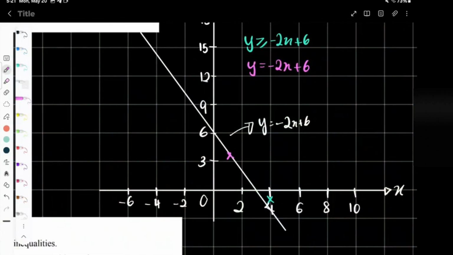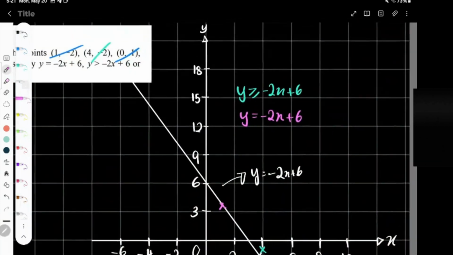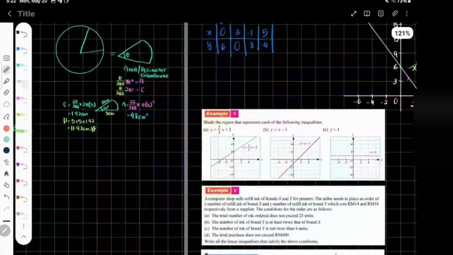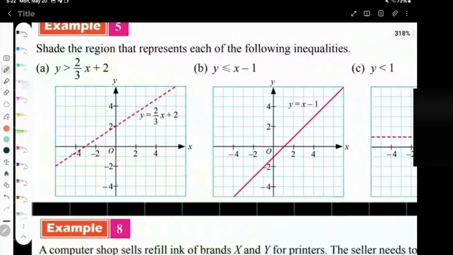Look at 2, 6. 2, 6 is above here, right? So it's also more than negative 2x plus 6. Ta-da! Very simple, actually. So let's move on to the next one, just to ensure that you understand it.